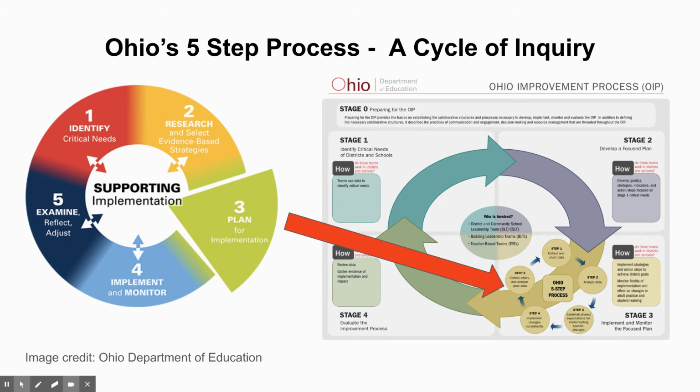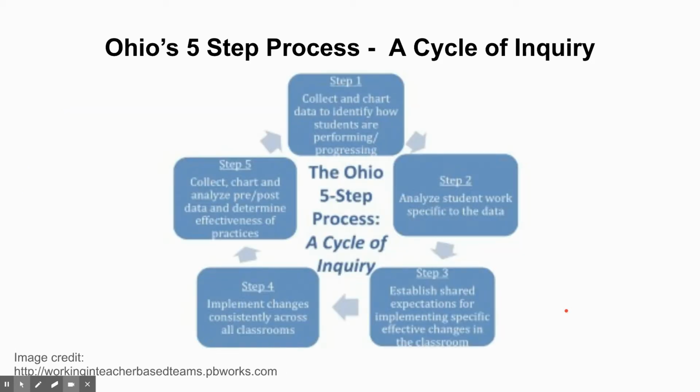In this presentation, our focus is on the third stage of the Ohio Improvement Process, in which we find embedded the cycle that you see here. This is Ohio's five-step process, a cycle of inquiry. Ohio's five-step process is an Ohio Improvement Plan protocol that can be used by all levels of our shared leadership team. So it can be used by the DLT, the BLT, and our TBTs.